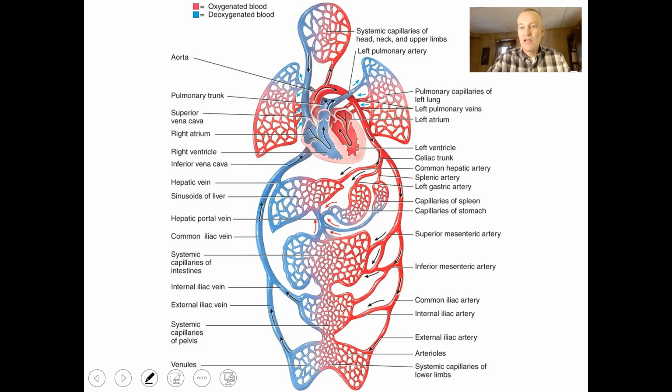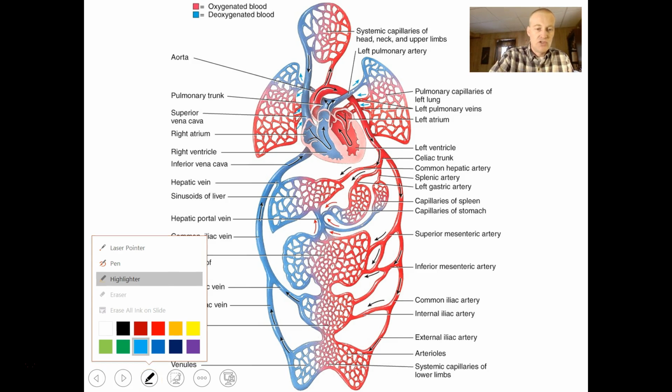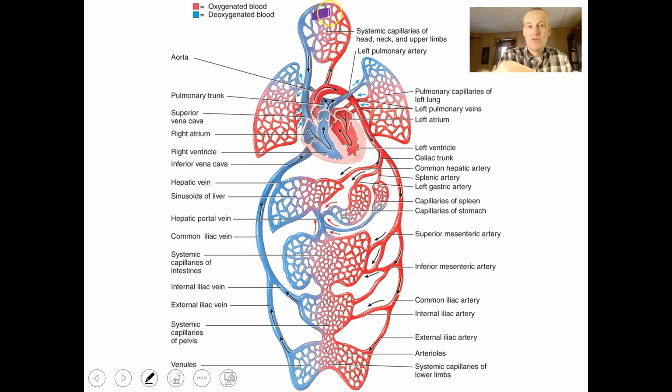There are lots of capillary beds. I like this particular graphic because it shows you the various capillary beds that are connecting all of these areas. So these are all capillary beds that connect these areas in.